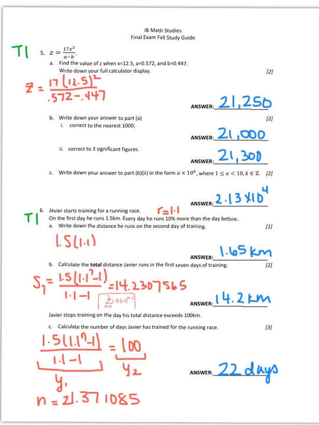So if you want to find out how much he runs on the second day, it's the 1.5 that he ran on the first day times 1.1. So he runs 1.65 kilometers on the second day. Part B wants us to do the total he'll run after 7 days.